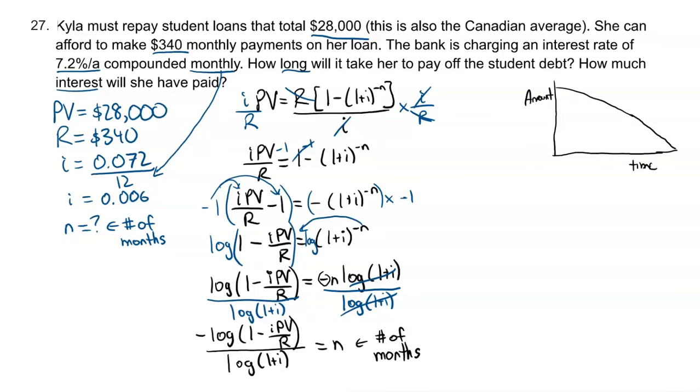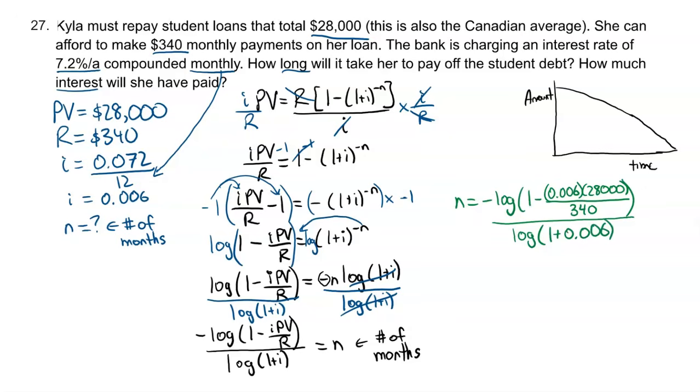So let's go ahead and sub some numbers in and actually solve this now. So n is equal to negative log of 1 minus, the i value was 0.006. We're going to multiply that by the present value of $28,000. And we're dividing that by the regular payment of $340 that she's making. Then we're going to divide all of that by log of 1 plus i, 1 plus 0.006. So now we can go ahead and calculate what's after the logs.